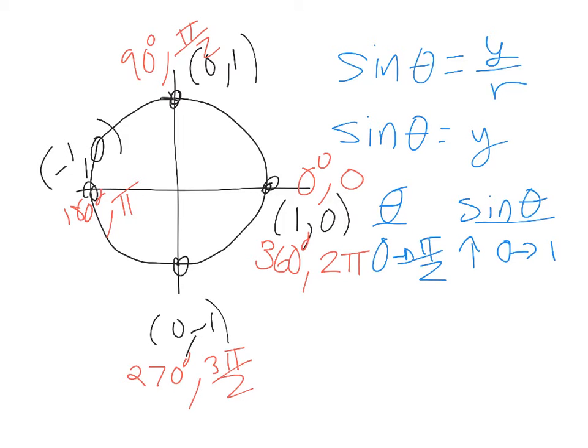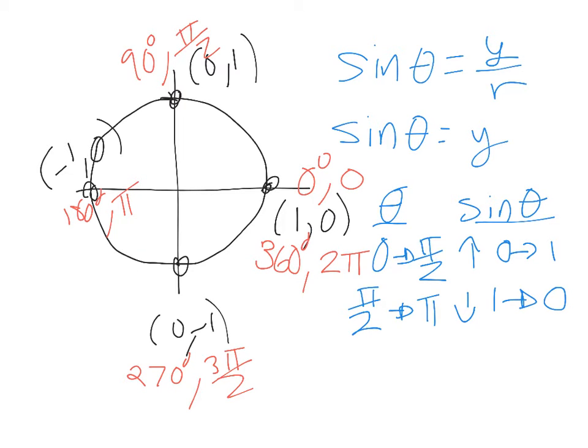Okay. Continuing to look at the y coordinate, from 90 degrees or pi over 2 to pi. At pi over 2, notice the y coordinate is 1. And then when we get to 180 or pi, it goes down to 0. So it's decreasing from 1 to 0.